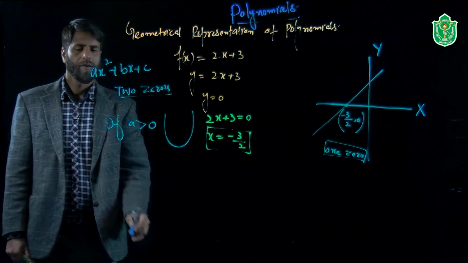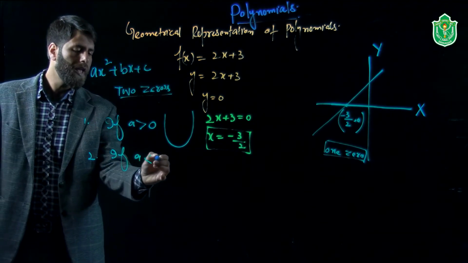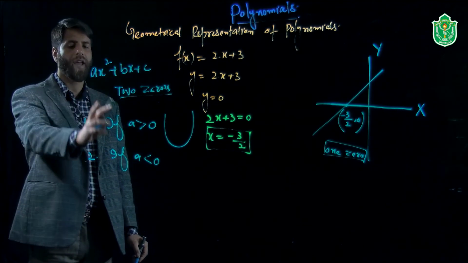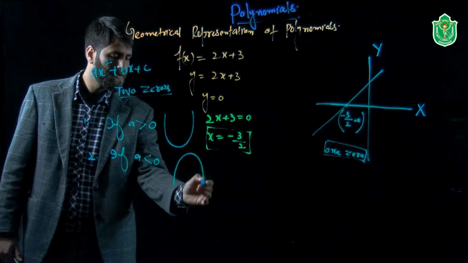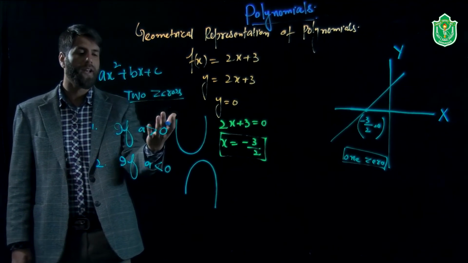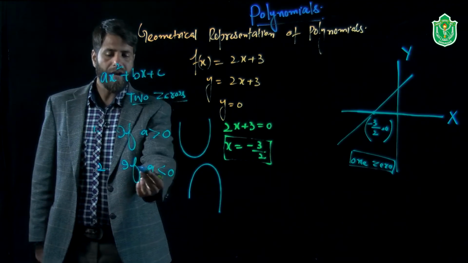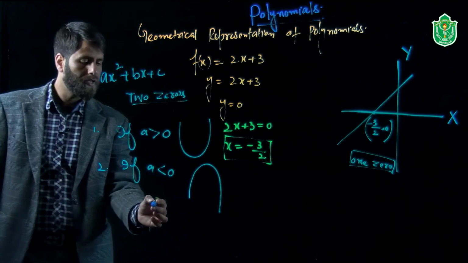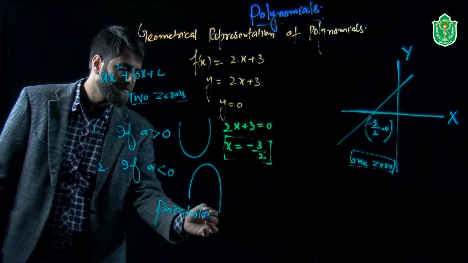U-shaped. Case second, if a is less than 0, that means the coefficient of x square is negative, you get a curve like this. So it depends upon the sign, whether a is greater than 0 or a is less than 0. If a is greater than 0, you get a U-shaped curve, and if a is less than 0, you get a curve like this. These special curves are called parabolas.